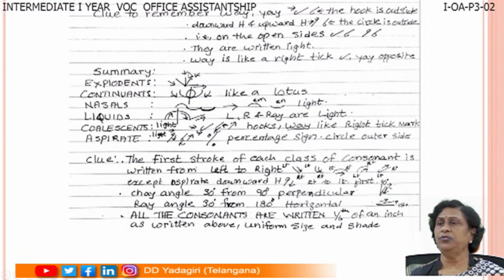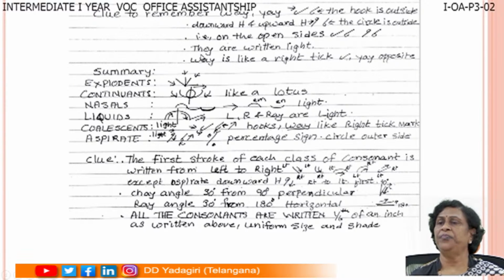Now, a clue to remember: I have told you here, way and ye, the hook is outside. When you see these strokes written beside each other, this part is outside and this part is outside. The left side is outside and the right hand side is outside here. So we are writing the hooks on the outer side, not on the inner side. Okay, so this is way and ye.